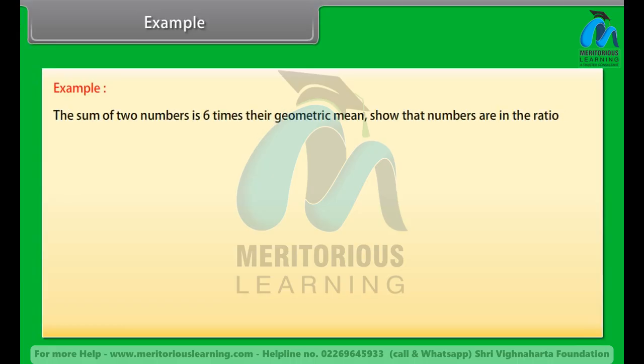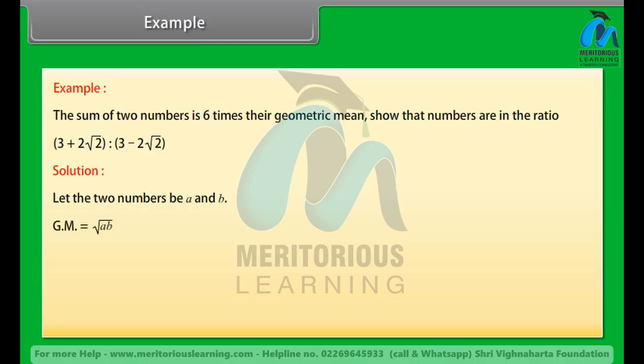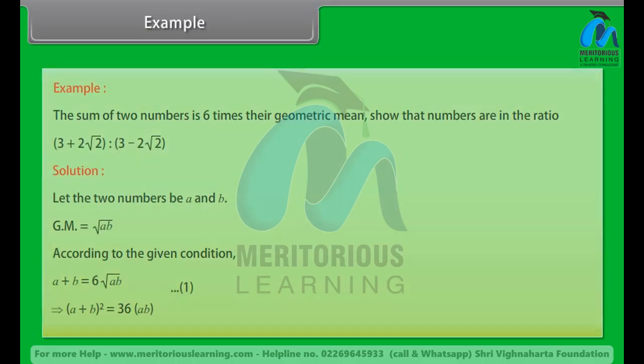Example: the sum of the two numbers is 6 times their geometric mean. Show that numbers are in the ratio. Solution: let the two numbers be a and b. Geometric mean equals to square root of ab. According to the given condition, a plus b is equal to 6 into square root of ab. Let it be equation 1. It implies square of a plus b is equal to 36 into ab.